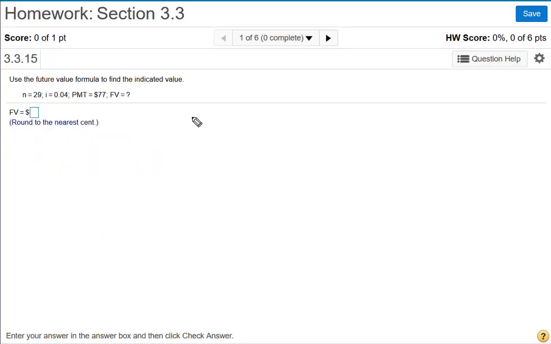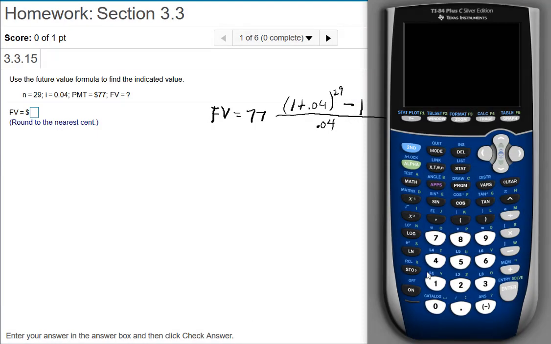So number one, we're looking for the future value. We have payment, that's $77 in ours, times, now this fraction goes right beside the 77, the interest rate is 0.04, so that's 1 plus 0.04. The n is 29, now there's a minus 1 in the formula, and then the 0.04 again. We'll take out our TI calculator and enter this using our TI-84.